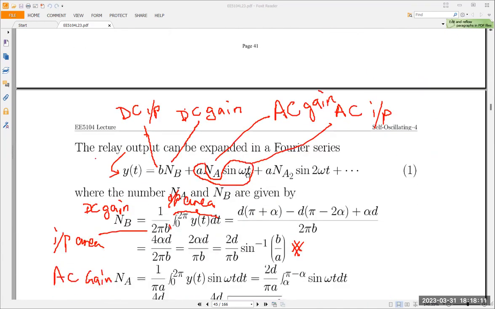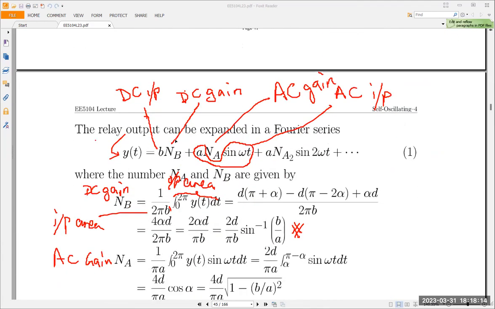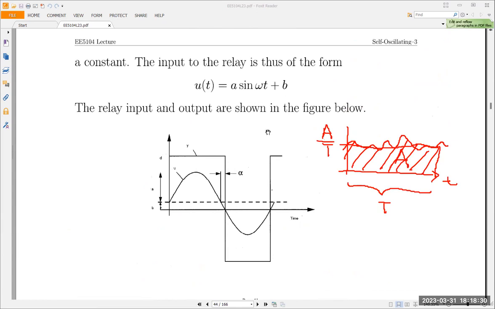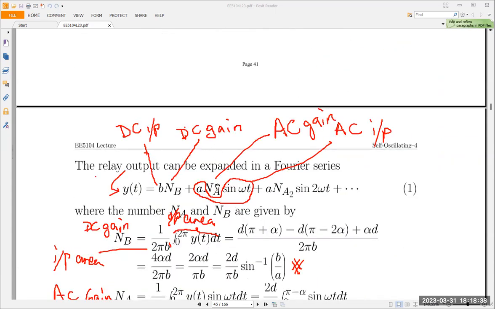So the relay can be seen as having a gain to the DC input. So you have a DC input, that's the B. Here the B is the DC input, and then the sine wave, which is the A sine omega t here, and the relay will have an AC gain, which means the DC passes through the relay multiplied by the DC gain, the AC passes through the relay multiplied by the AC gain.